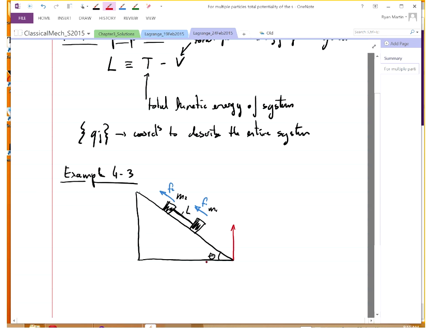So let's introduce a coordinate system. For a Lagrangian description, you need to define these generalized coordinates, and so you really need to have a coordinate system. So let's put an origin there. Now we have two point particles, our masses m1 and m2, and so they can be described by a position vector. Let me call the first vector r1, and then the second vector r2.